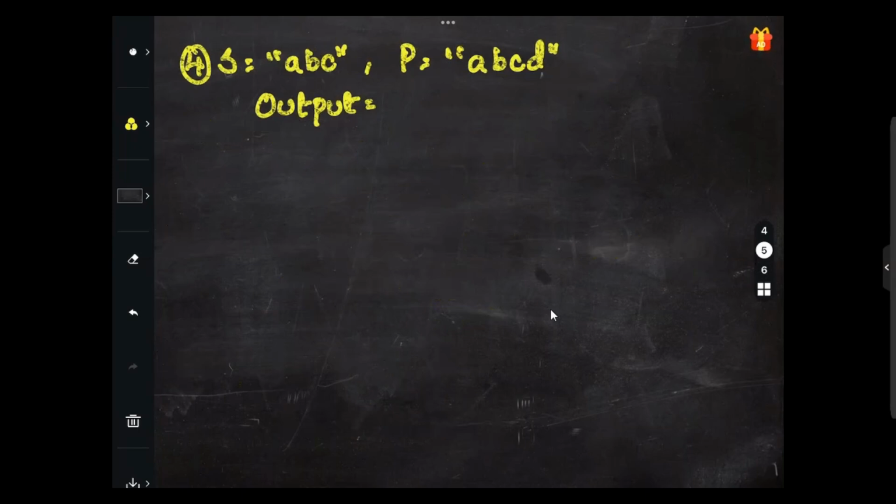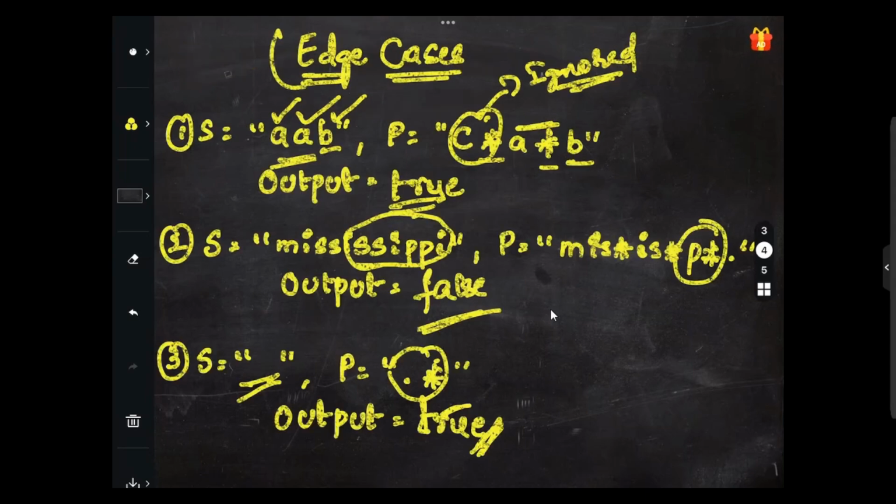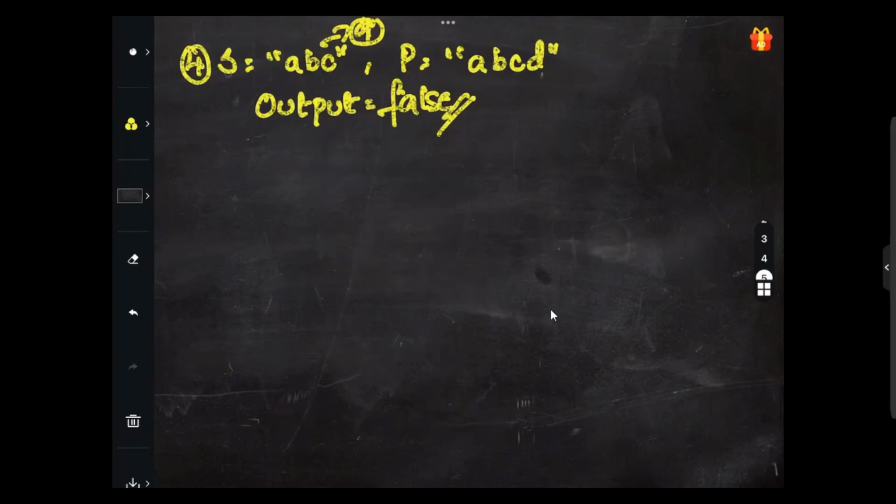And the fourth edge case here is S equals ABC and P equals ABCD. So here ABCD expects an extra D, right? We expect an extra D in the substring, which S does not have. In this case, we will return false. So these are the four edge cases that we need to keep in mind here.